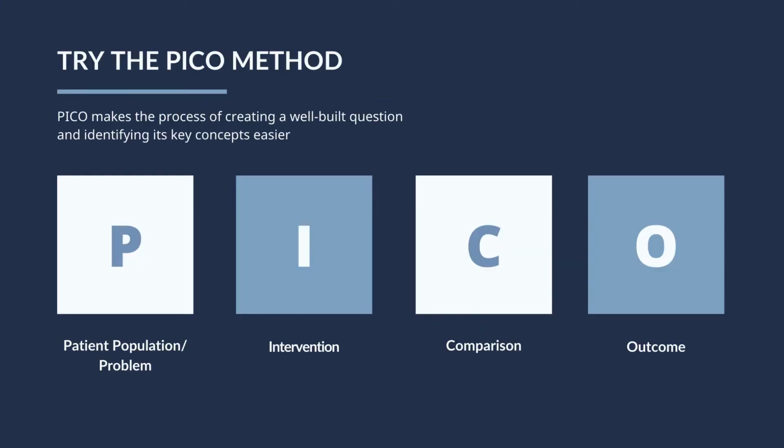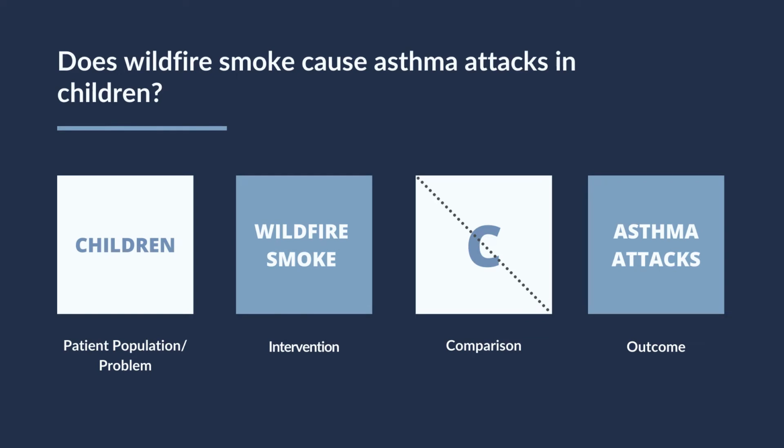If you have a clinical question, you can use the PICO acronym to identify and separate its key concepts. PICO stands for Patient Population or Problem, Intervention, Comparison, and Outcome. For example, if you want to know if wildfire smoke causes asthma attacks in children, our main concepts would be children, wildfire smoke, and asthma attacks.